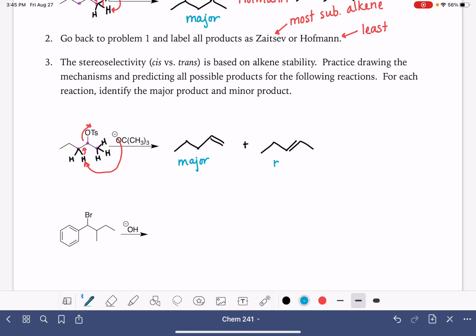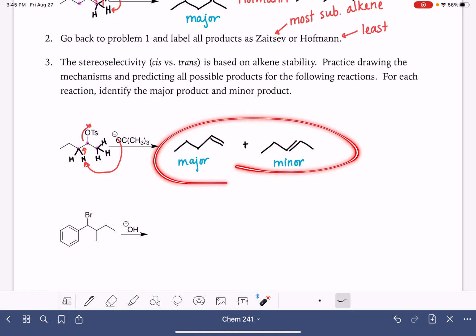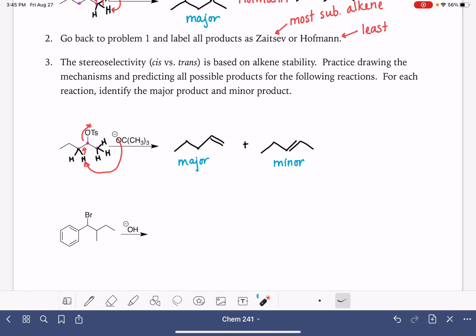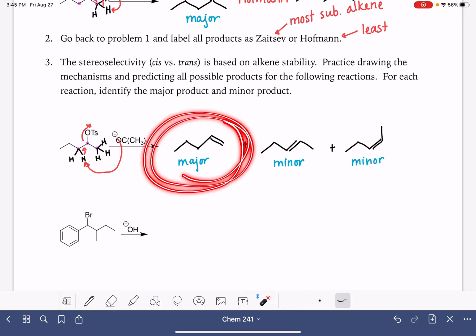And this is minor. Now, after we've drawn all possible products for an elimination reaction, we should always look at them and ask ourselves, is it possible for me to draw a cis isomer or a trans isomer? This molecule does not have a cis or trans isomer. This molecule, we've drawn the trans isomer, which means that there is a possibility that the reaction would form the cis product instead. This is also going to be a minor product. So out of all three, this is the thing that we're going to make the most of.